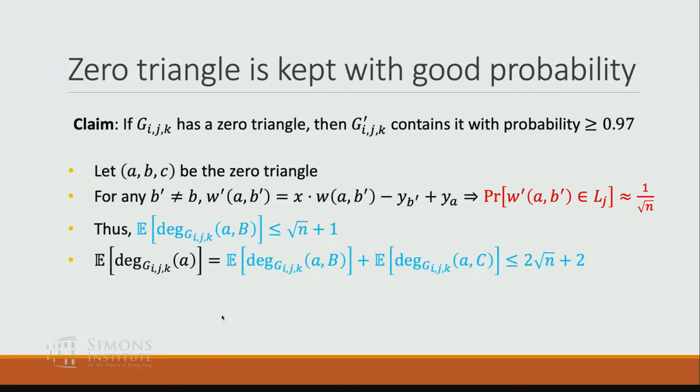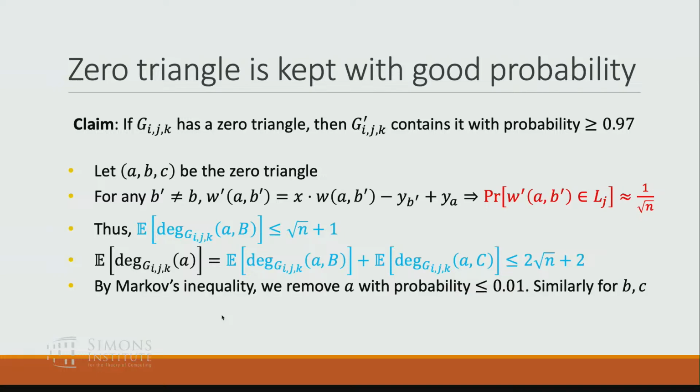And similarly, the expected number of neighbors of A in part C can also be upper bounded by square root n plus 1. So the expected degree of A is 2 times square root n plus 2 at most. And recall that we'll delete a vertex A only if its degree is greater than 200 times square root n plus 200, which is 100 times more than this expectation. And by Markov's inequality, this will happen with probability less than 0.01. And we can do the same analysis for vertex B and C, and therefore, we will not delete any of A, B, C with probability greater than 0.97.